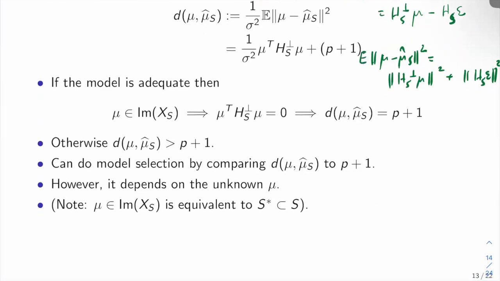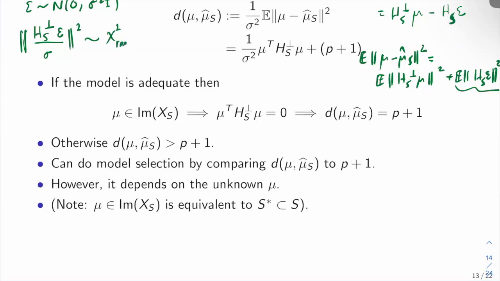So if I take the expectation, does anyone know what the expectation of this quantity is? Expectation of HS epsilon squared. HS is a projection matrix, epsilon is Gaussian. So epsilon is normal, which means zero mean and covariance sigma squared I. So HS epsilon divided by sigma, norm squared, has a particular distribution. Yes, chi squared with degrees of freedom being the rank of HS perp.